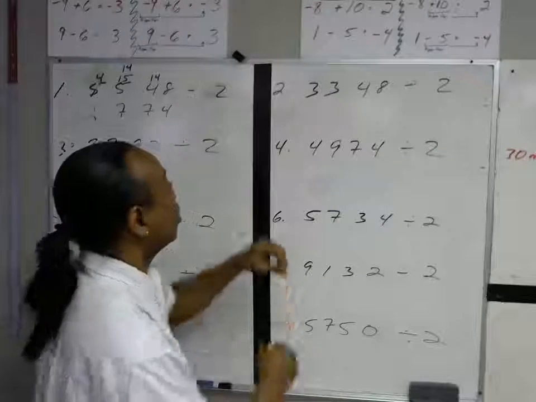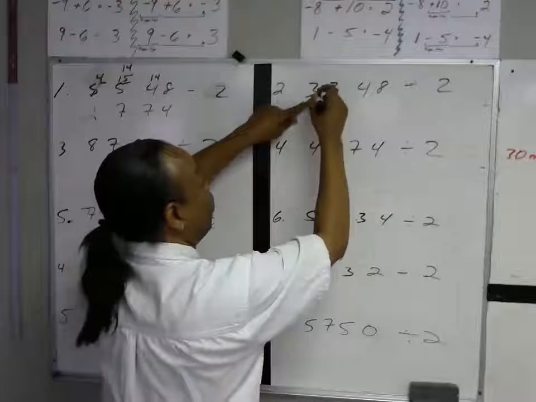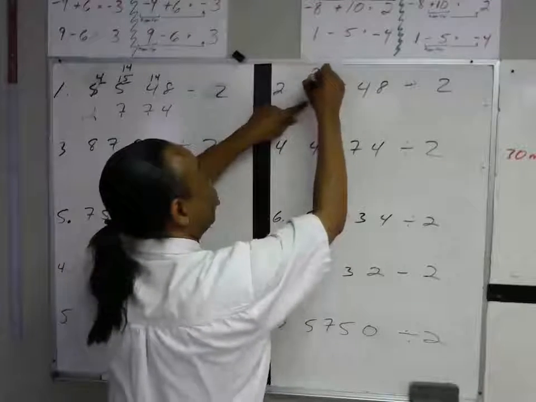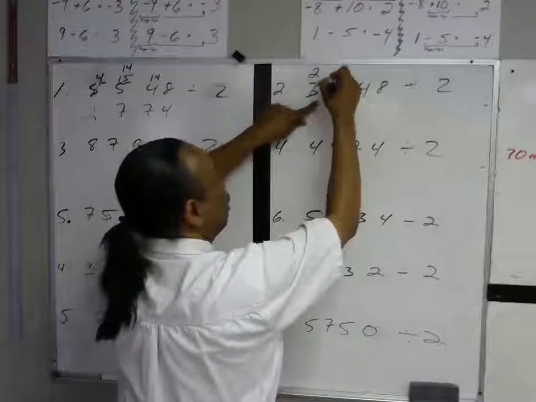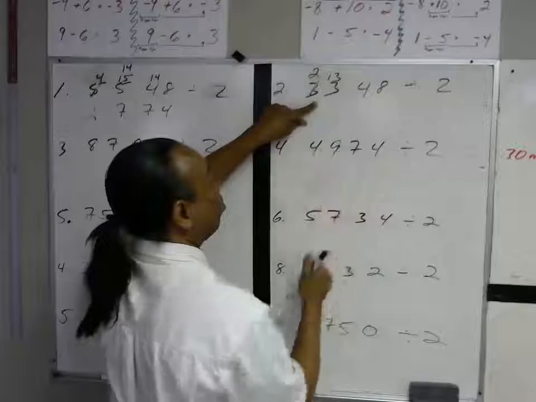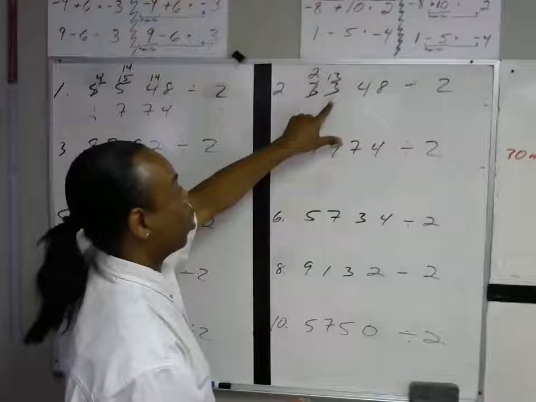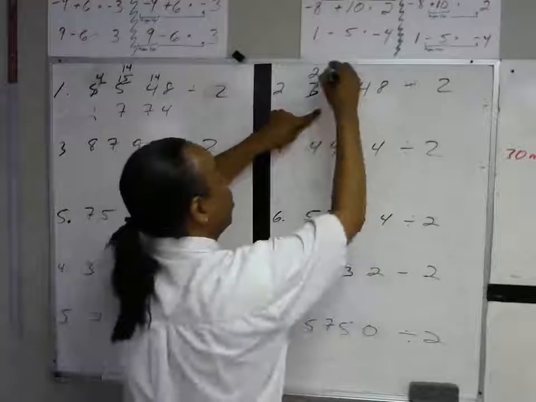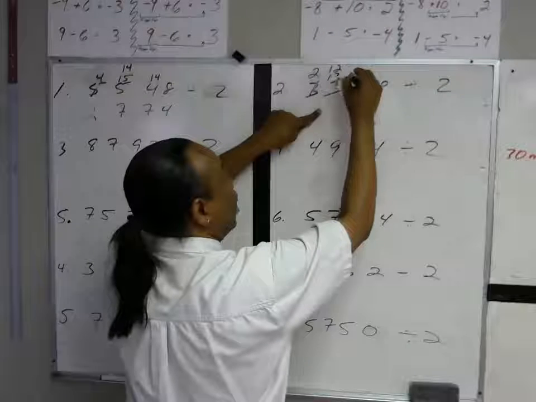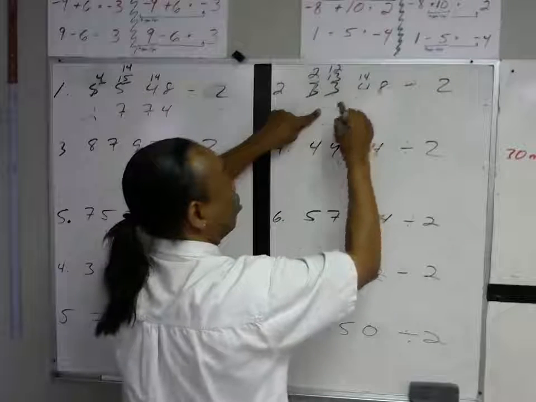Okay, let's take a look. We can't take half of 3, so let's borrow, and it becomes a 2. Then here we add 10 to here, we get 13. So we have 2 and 13. Well, we can't take half of 13, so we're going to borrow 1 from 13, make it 12, and the 1 adds here makes that 14.